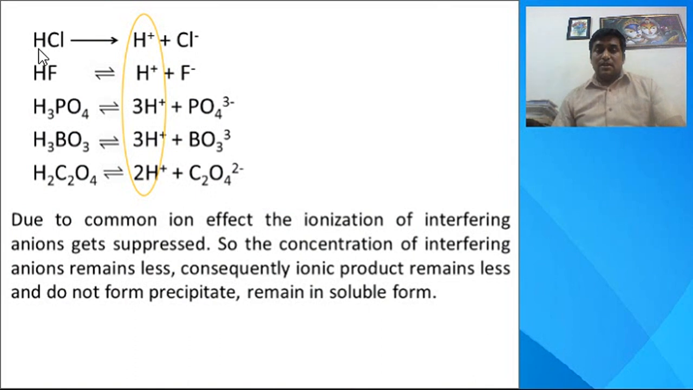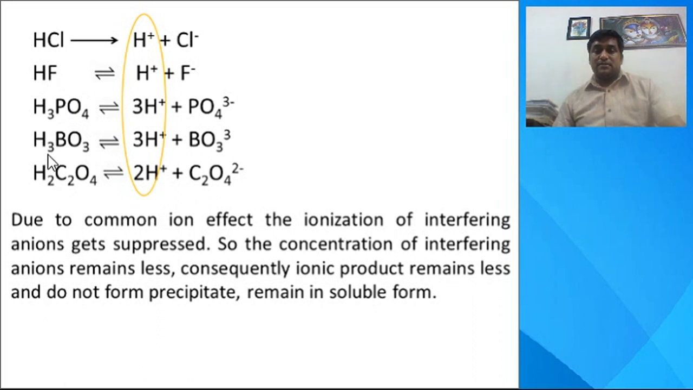As I have already said, till group 2, the medium remains acidic. Hydrochloric acid we use in first group. In the second group, the group reagent is hydrogen sulfide in HCl medium, hydrochloric acid medium. So the medium is acidic till group 2 cations. And what are those anions that interfere? Fluoride, phosphate, borate and oxalate. In acidic medium, they remain in the form of corresponding acids: HF, phosphoric acid, boric acid and oxalic acid.